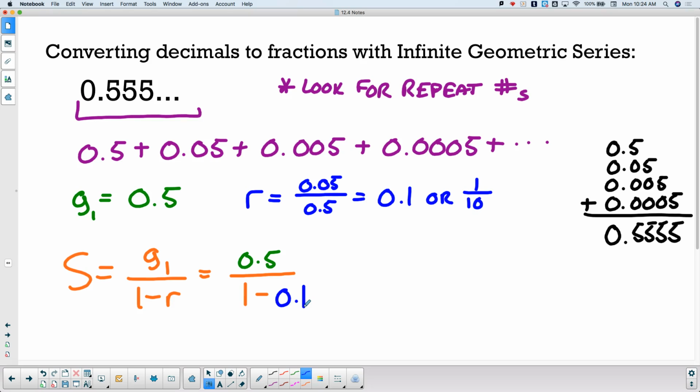Alright? 1 minus 0.1. 0.9. Love it. Okay? So this becomes 0.5 over 0.9. Now, mathematically speaking, do I like that fraction? Why not?